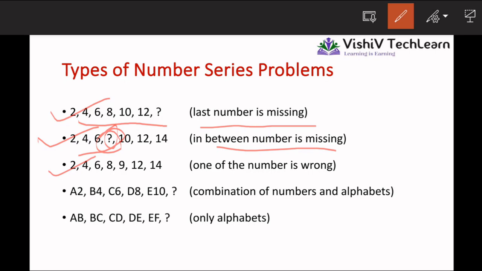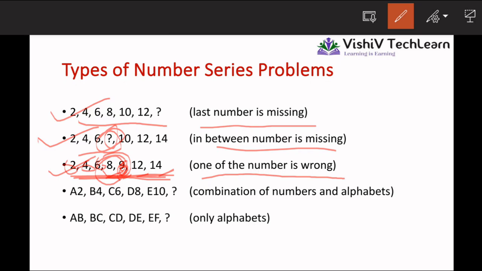Further, there will not be any question mark in this type, but there will be a wrong number placed in place of any number. So here, if you observe this series, first number is 2, then 4, then 6, 8, 9, 12, and 14. So if you observe it, there is a difference of 2 between each number, but in case of this 8 and 9, there is a difference of 1 only. So we can conclude here that this 9 number is a wrong number. This is odd one out or wrong number. So this is how this type could be.